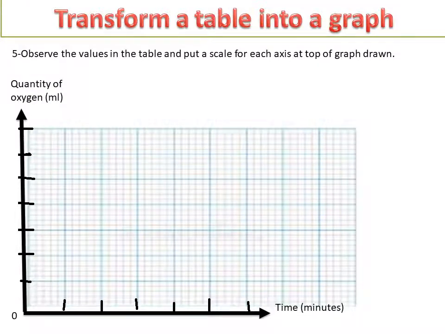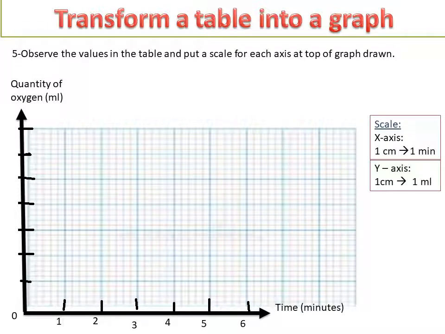Observe the values in the table and put a scale for each axis. In this graph, we will take the scale for the x-axis such that each 1 centimeter is 1 minute. So we will start from the origin, which is the 0. Then we measure 1 centimeter, which is 1 minute. Then we will continue the numbers to reach 6 minutes because it is the maximum time according to the table.